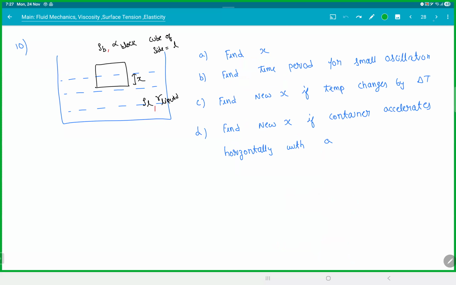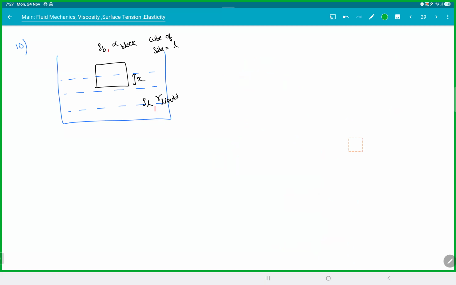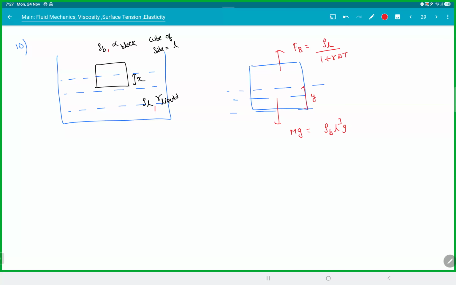The temperature thing. Find x if the temperature changes by delta T. Again, same story. Draw your free body diagram. Let this be y, the new depth. Now remember, mg will not change. mg doesn't care about temperature, so this will still be rho block L cube g. Your buoyant force gets messed up though. Your buoyant force will be rho liquid, which is rho liquid by 1 plus gamma delta T, times the area, which now becomes L square into 1 plus 2 alpha delta T, into y into g. Are you getting it? Because the sides will increase.